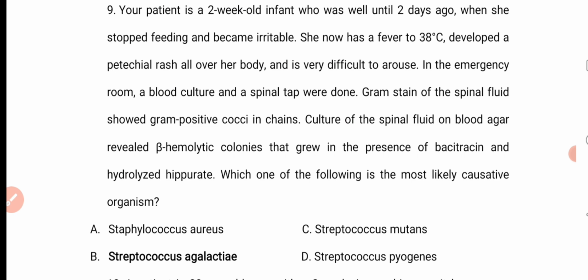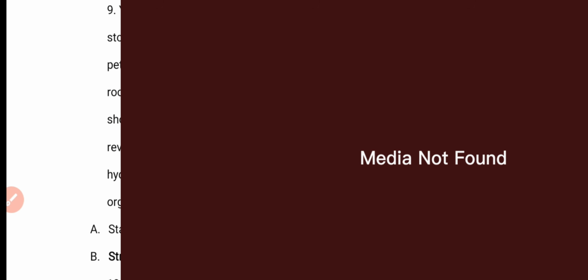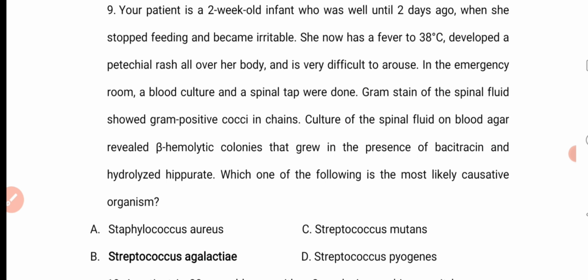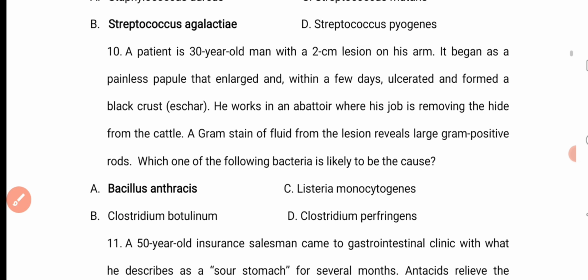So here the finding is that the bacteria is beta hemolytic. So it will be either Strep agalactiae or Strep pyogenes. Next, there is bacitracin resistance, because it has already grown in the presence of bacitracin, and it hydrolyzed hippurate. So resistance to bacitracin and hydrolyzing hippurate are the characteristics of Streptococcus agalactiae. So the answer will be B, Streptococcus agalactiae.